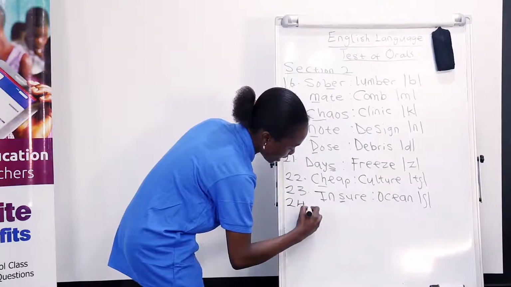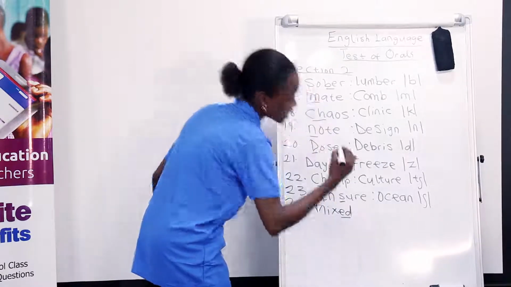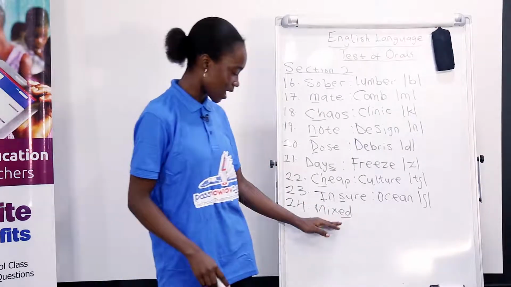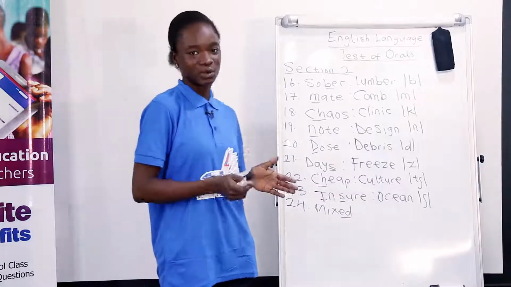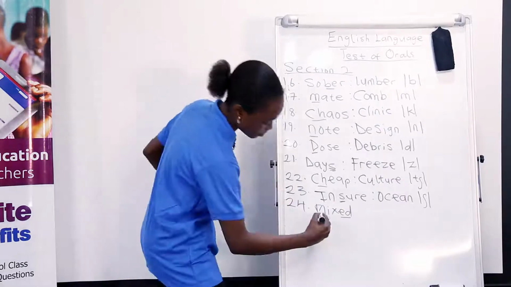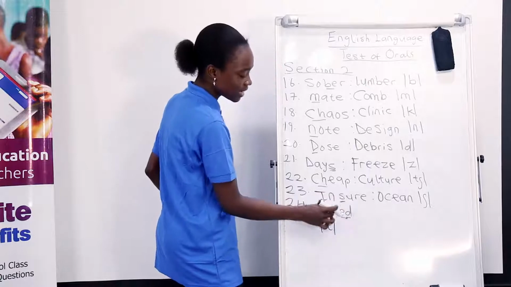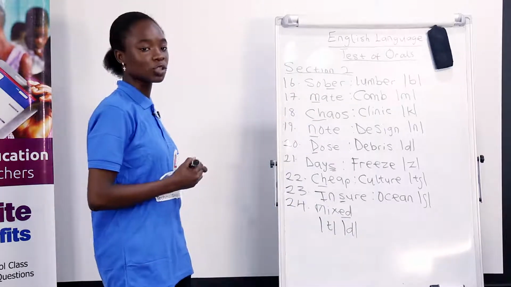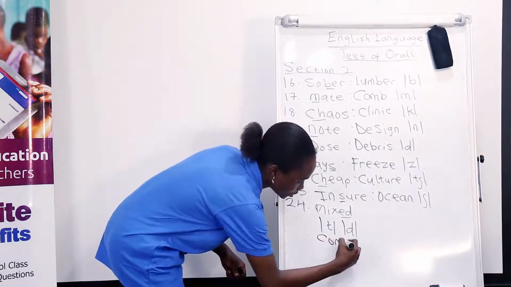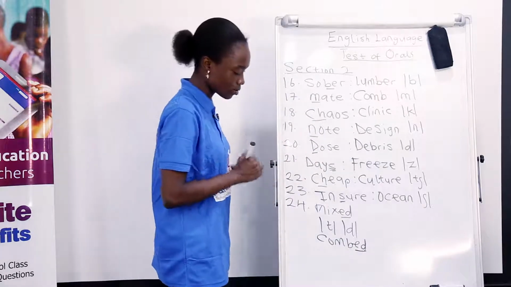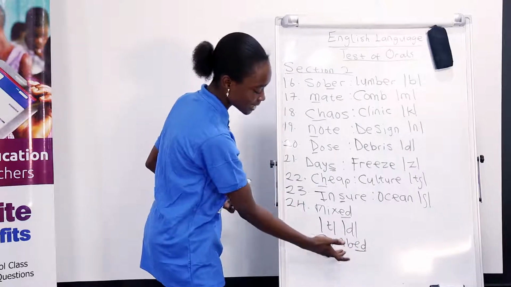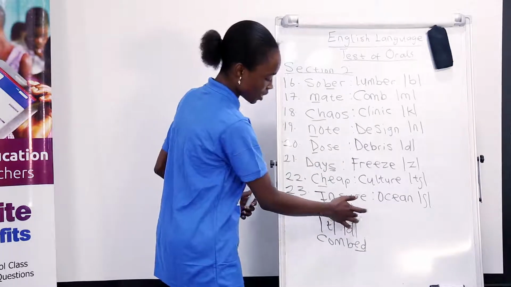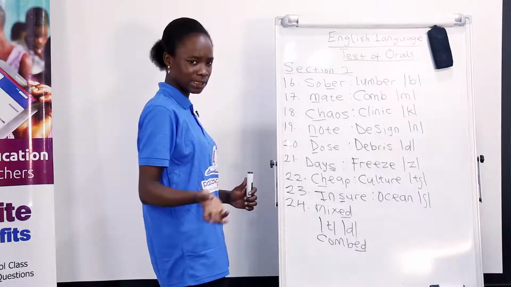Number 24, we have mixed. Now, in English language, when ed is added to a word, if the last sound in the word is a voiceless sound, the ed is pronounced as t. Here we have mixed. But if the last sound is a voiced sound, the ed is pronounced as d. For example, the word combed. Here, the ed is pronounced as d, because the last sound is voiced. But in mix, the last sound is voiceless, so the ed is pronounced as t, giving us mixed. Do you understand?